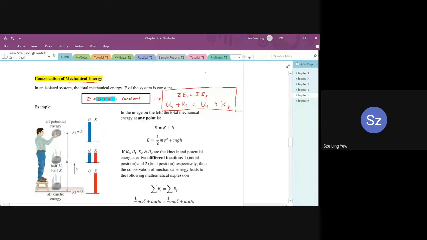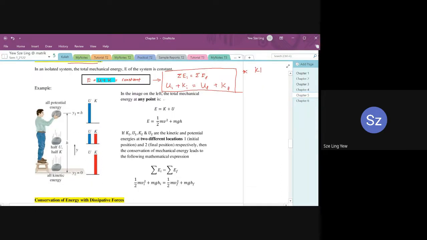Now, this equation is a must in your exam, because you will be given 1 mark by just writing down this equation. 1 mark is given for just this equation, because it means you understand the concept. It means you know that the mechanical energy must be conserved.